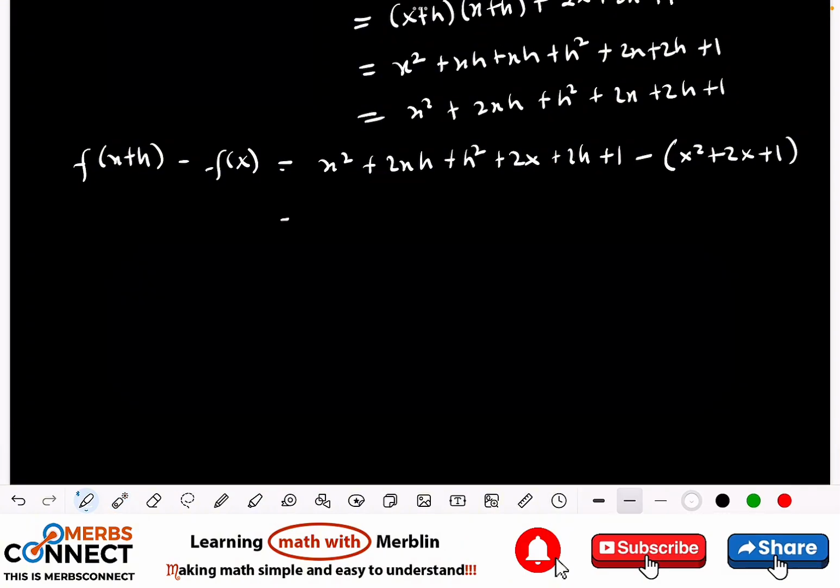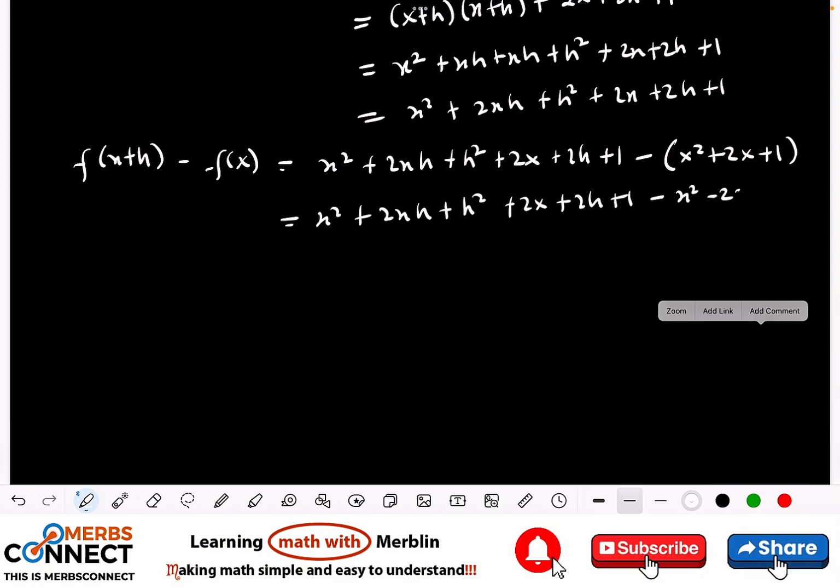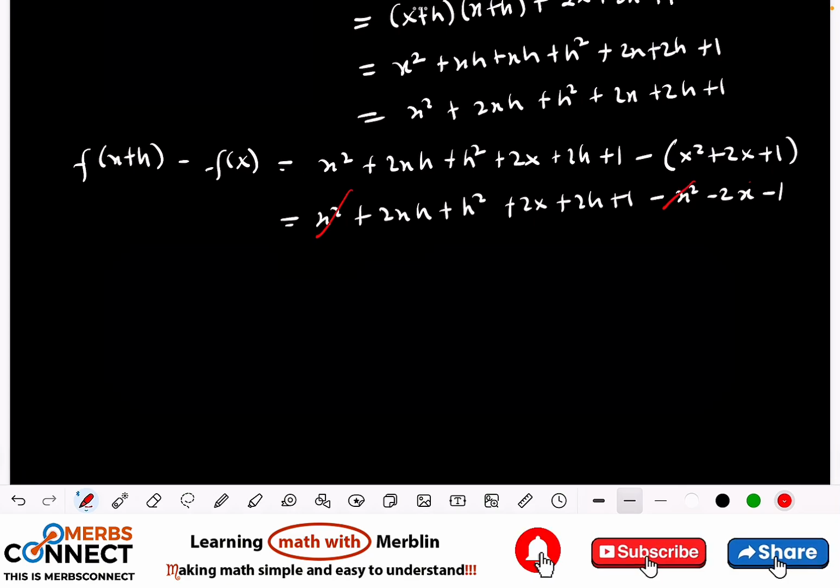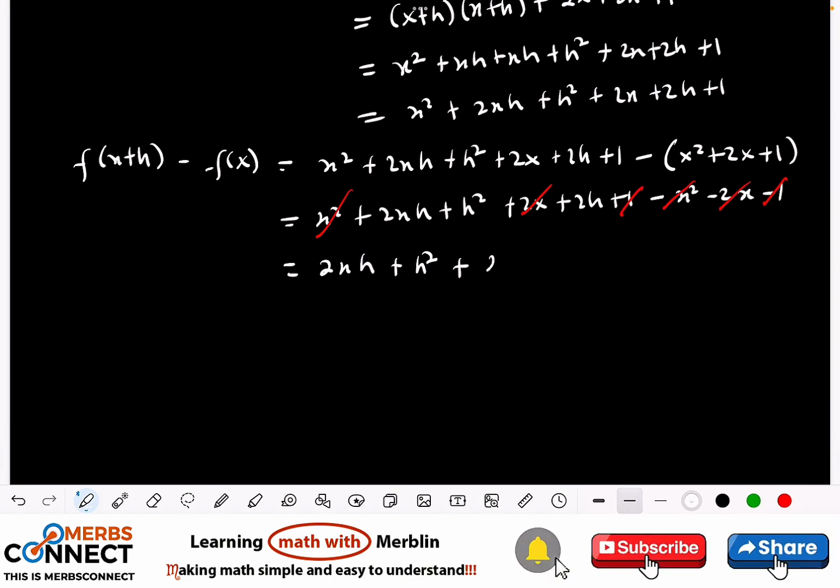So I'm going to have x squared plus 2xh plus h squared plus 2x plus 2h plus 1 minus x squared minus 2x minus 1, right? So we can see that x squared cancels, 2x cancelled, 1 and 1 here cancelled. So what will be left? It will be left with 2xh plus h squared plus 2h. So that is what is going to be left.